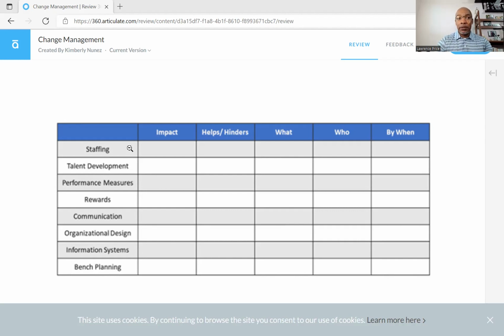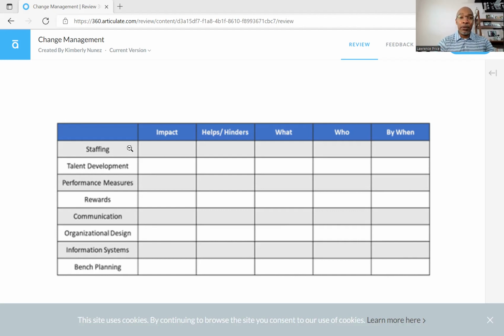Organizational design. Sometimes, depending upon what the change looks like, you may need to re-look at how the organization is laid out. Does the organization need to be flatter? Do reporting structures need to be changed? Do roles need to be redesigned and rethought out? Information systems is also another thing to pay attention to. And then your bench planning.